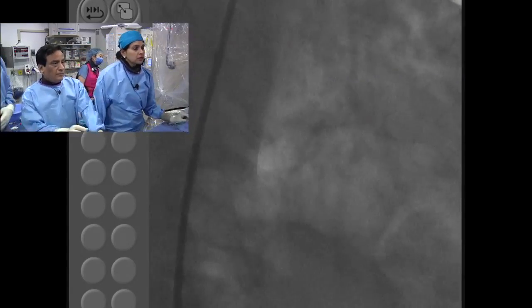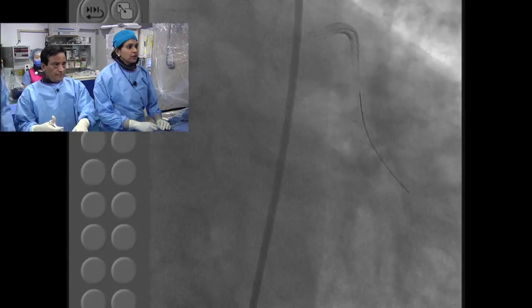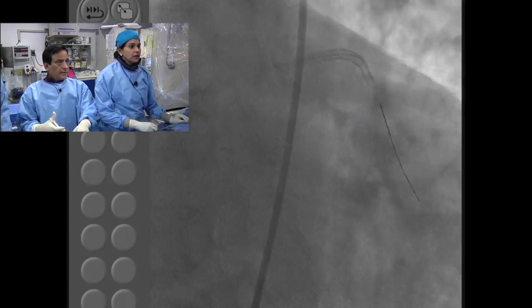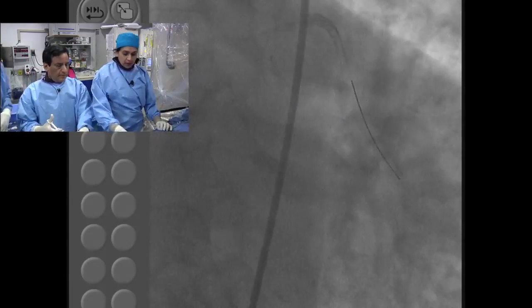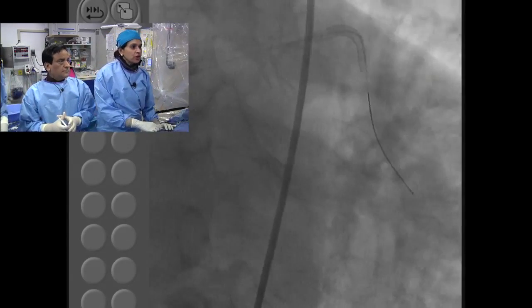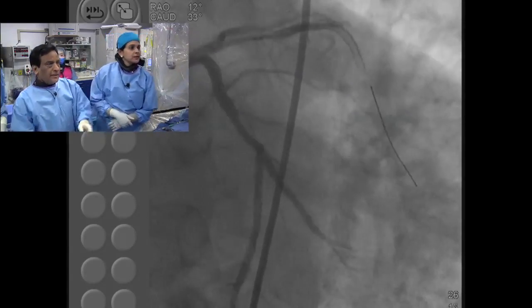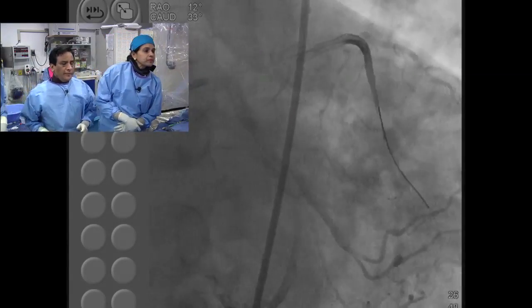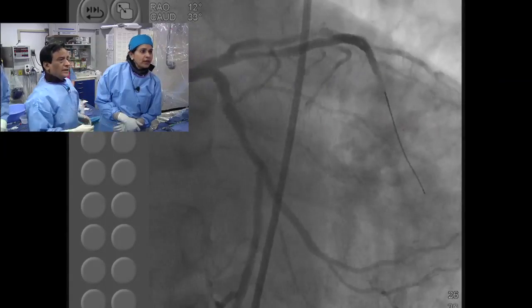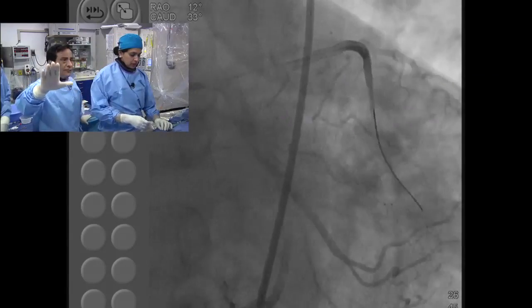Now we are in the caudal view, and now let's go. The other thing also, the disadvantage of this wire, the stiff wire, is that it could cause a lot of wire bias and spasm. No, but I think there's clearly a lesion there. 3018, we will need another 18. 3020 just after the bifurcation. So we'll leave the diagonal for the time being.